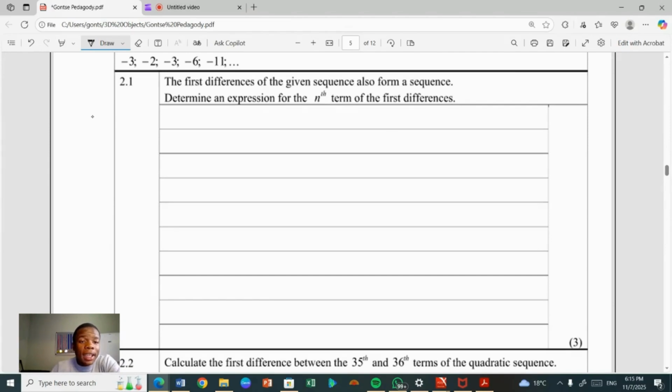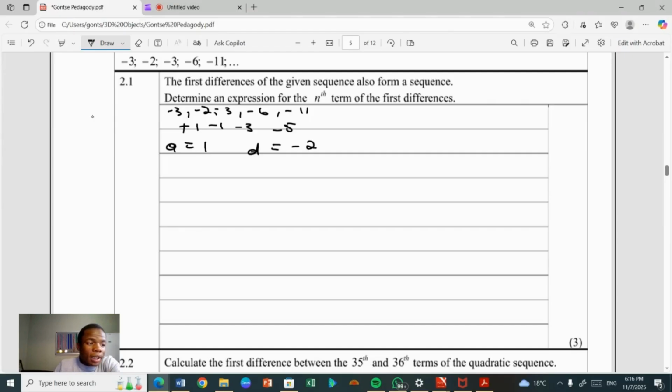So here we have -3, -2, -3, -6, -11. But when we need the first difference, it means this and this, -2 minus -3, is what? It is plus 1. Then this and this gives us -1. This and this gives us -3. This and this gives us -5. Then from here, we know that our a is equal to 1. Then our d is equal to -2.